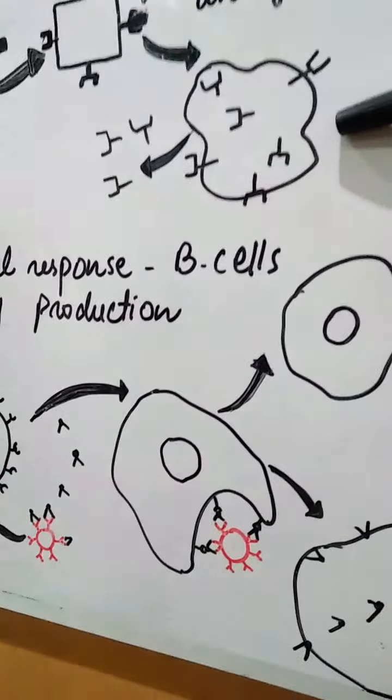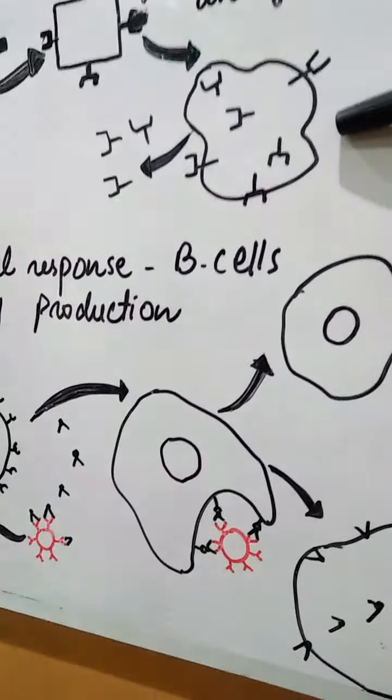Next we have the antibody. As we are continuously discussing antibodies, these antibodies are actually immunoglobulins. Globulins means they are globular proteins, and immuno means the proteins which are involved in immunity.